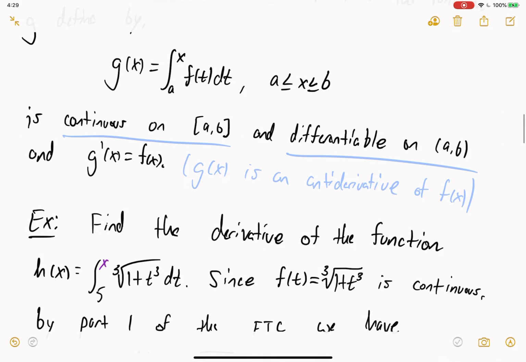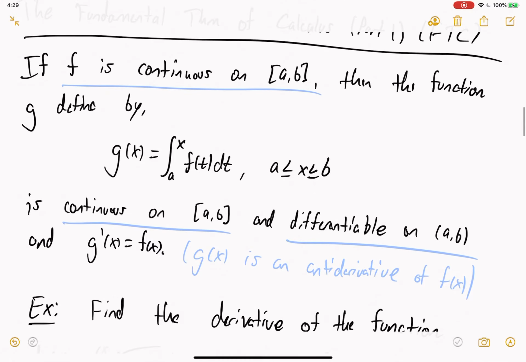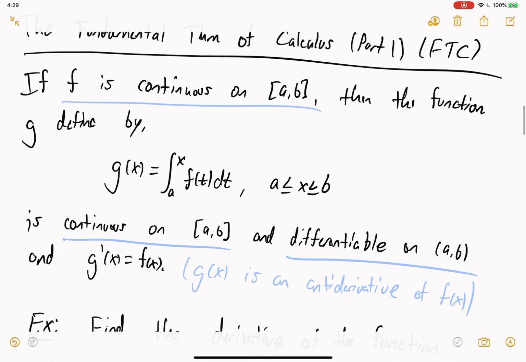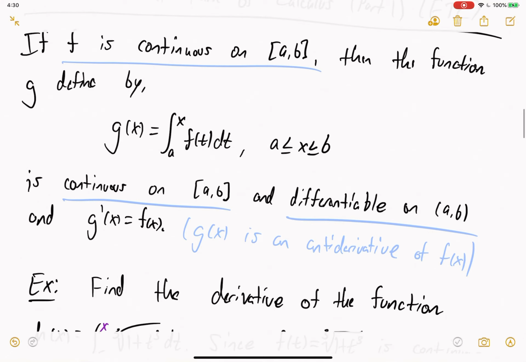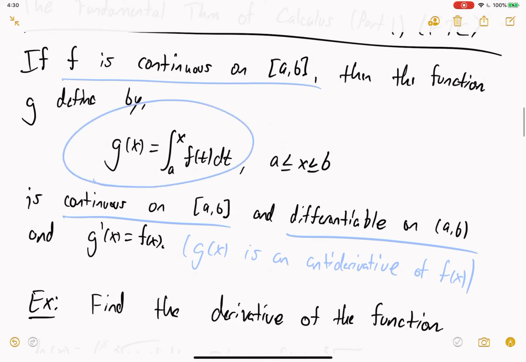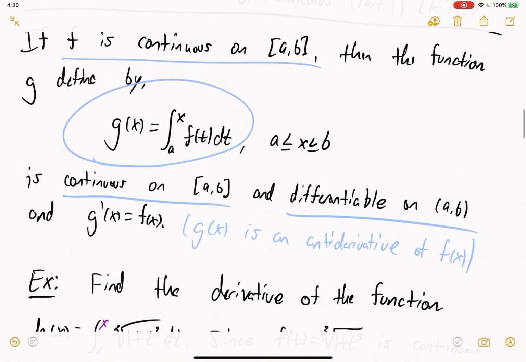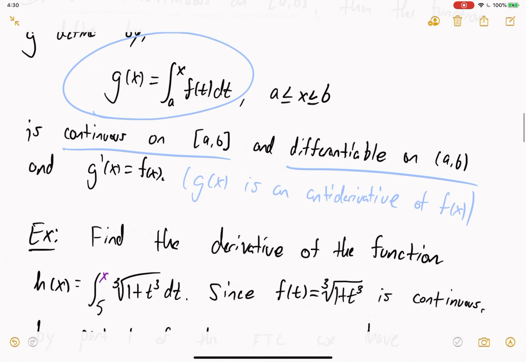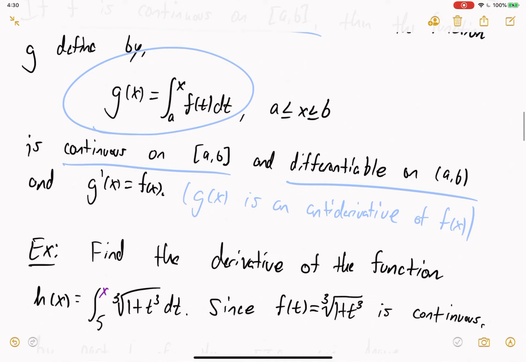So this is where the meat of this theorem comes into place. Well, it's part 1, and part 2 is built on this. But this is awesome. We get to the fact that g of x, this weird function right here, is an antiderivative of its integrand. And that is awesome.